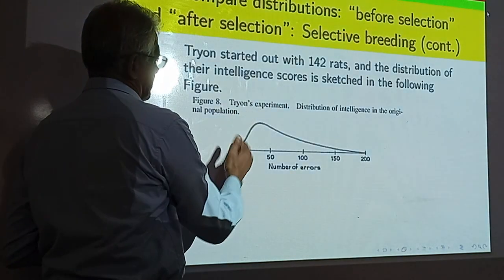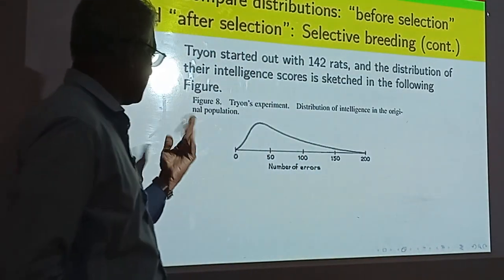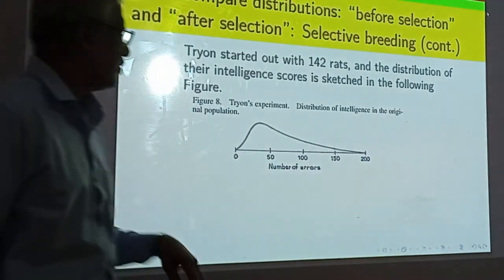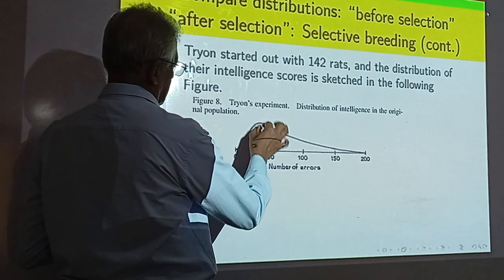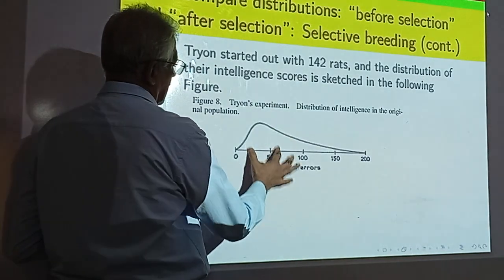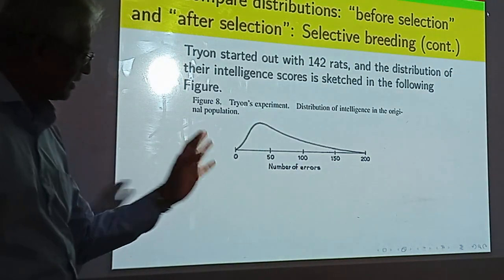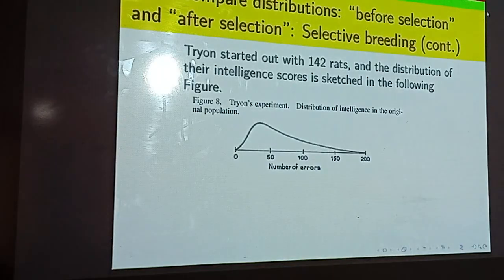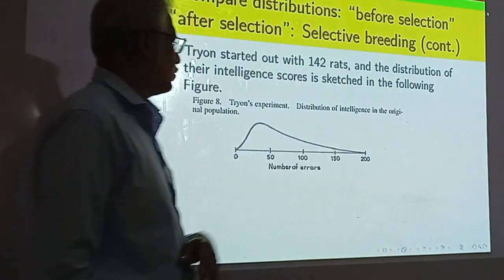This can be considered as, for example, percentage density or frequency density, but these are the number of errors. So you can see that most of the animals with the high percent density made errors between 0 and maybe 75 or so, but there were few animals with a large number of errors also.